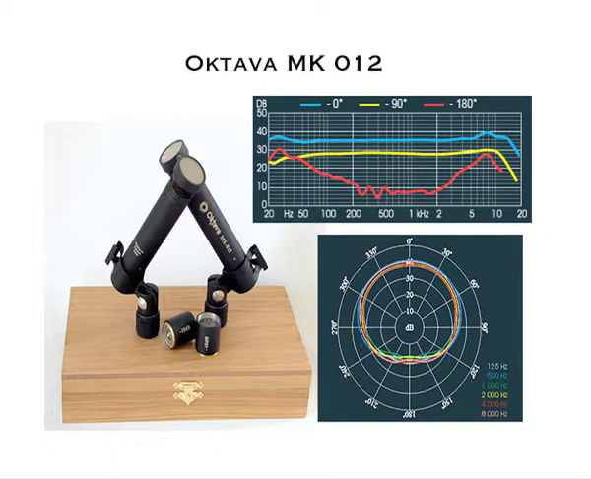The Octava MK012 cardioid pencil condenser has a fairly flat frequency response over the range of 20 Hz to 20 kHz, with the presence peak at 8 kHz.